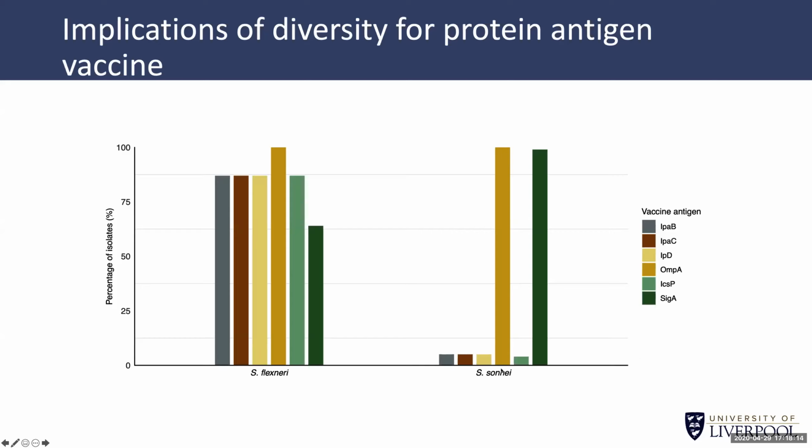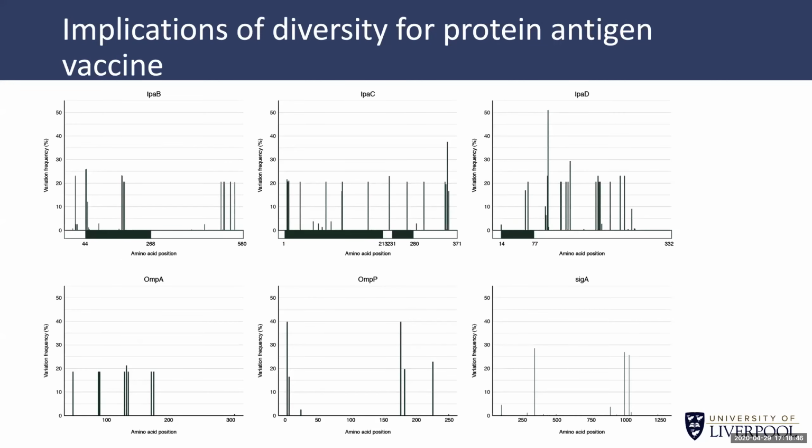But for Sonnei, IpaB, C, and D, and this ICSP protein, they were absent in the majority of the isolates. But we think this is mostly due to the fact that these genes are carried on the virulence plasmid, and this plasmid in Sonnei is known to be really unstable during laboratory conditions. So it's often lost during subculturing. So I think this is why we see the low carriage.